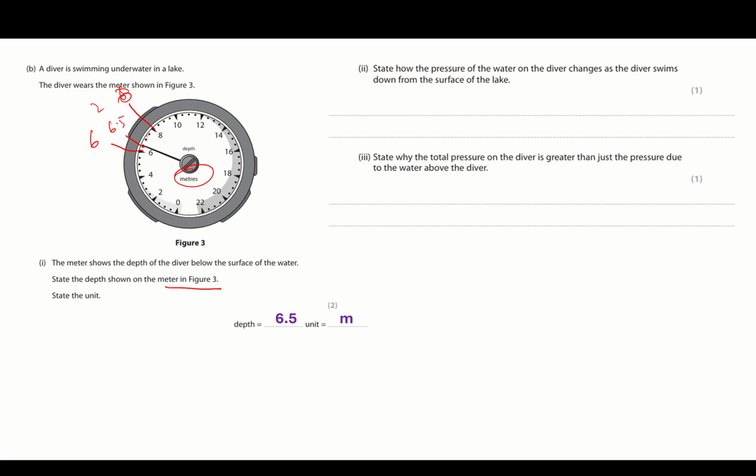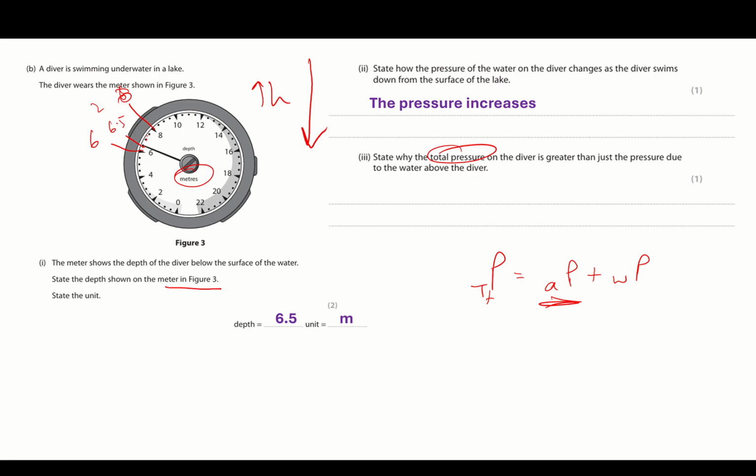State how the pressure of the water on the diver changes as he swims down from the surface. As we go further down, we increase that height or the depth, and therefore pressure will increase. So the pressure increases. State why the total pressure on the diver is greater than just the pressure due to the water. So total pressure, PT, total fluid pressure, as we said before, is air pressure plus water pressure. So what are we missing? Well, we're missing atmospheric pressure.